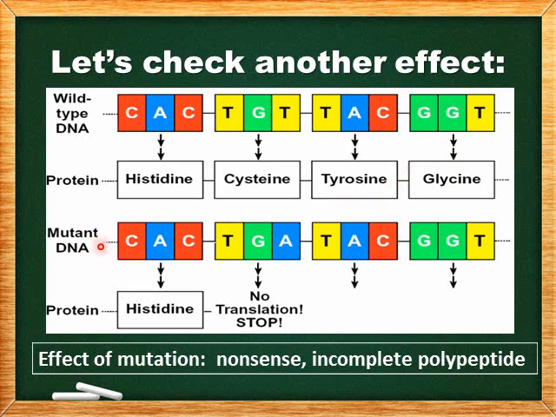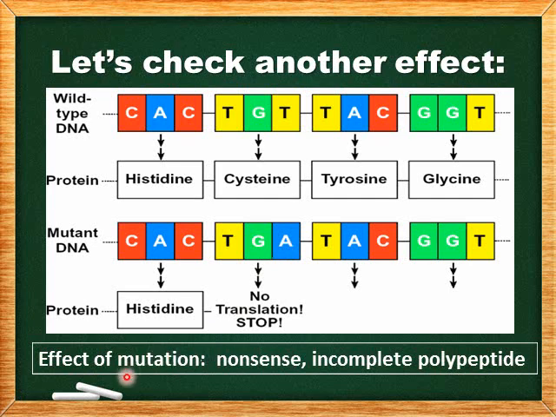Here is the mutant DNA. Let's take a look at the result. The amino acids that are produced are histidine, cysteine, tyrosine, and glycine. What about the amino acid sequence which comes from the mutant DNA? So, where is the mutation? Here is the mutation. T is replaced by A, substituted by A. So it's a point mutation by substitution.